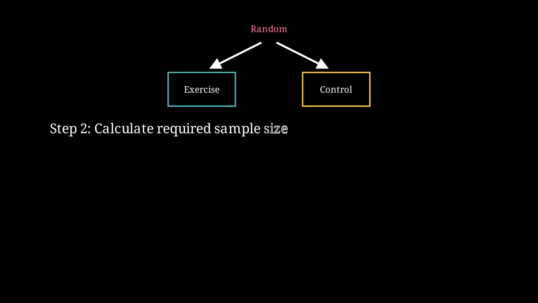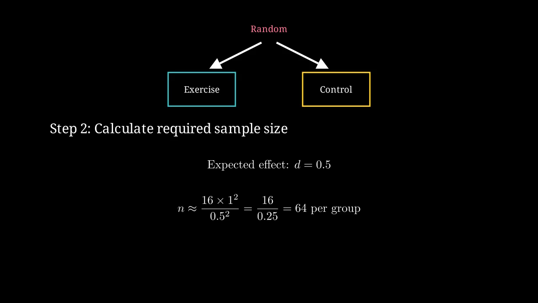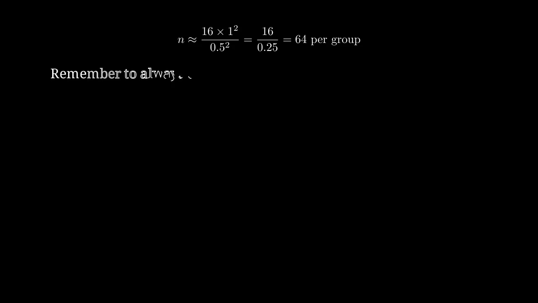Step 2. Calculate required sample size for adequate power. For example, if the expected effect size is 0.5, we need approximately 64 participants per group, so 128 total participants. Remember to always consider the ethical implications of your research and ensure the validity of your methods.